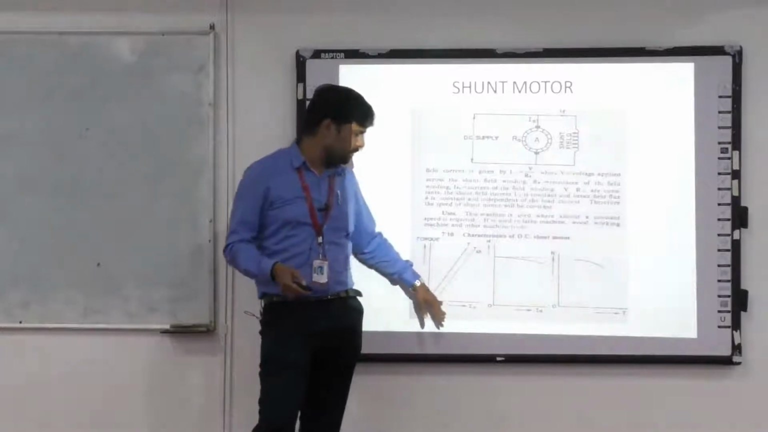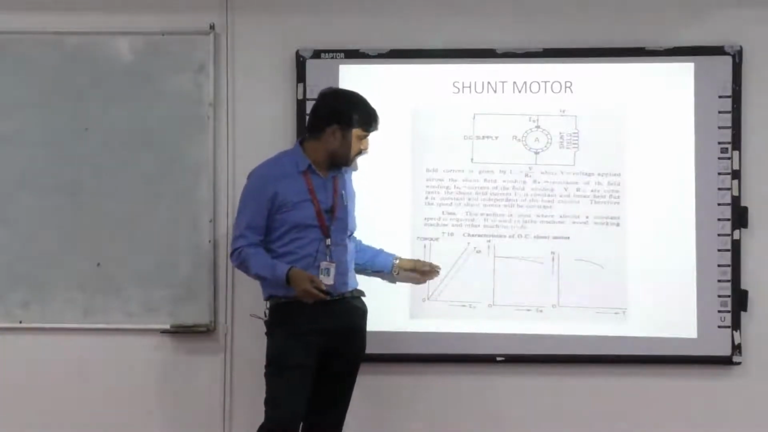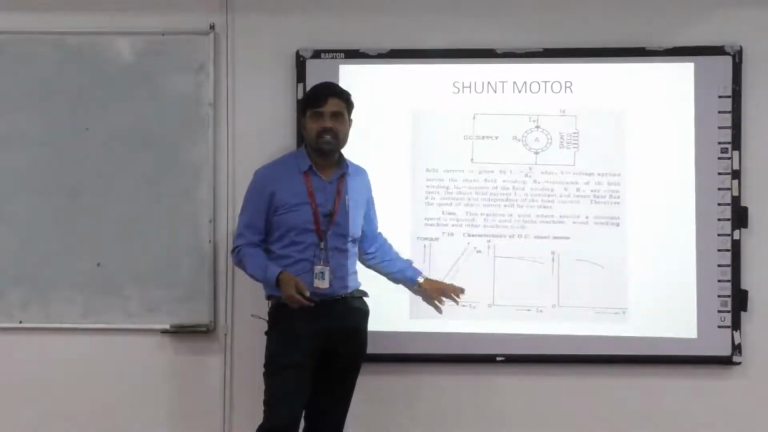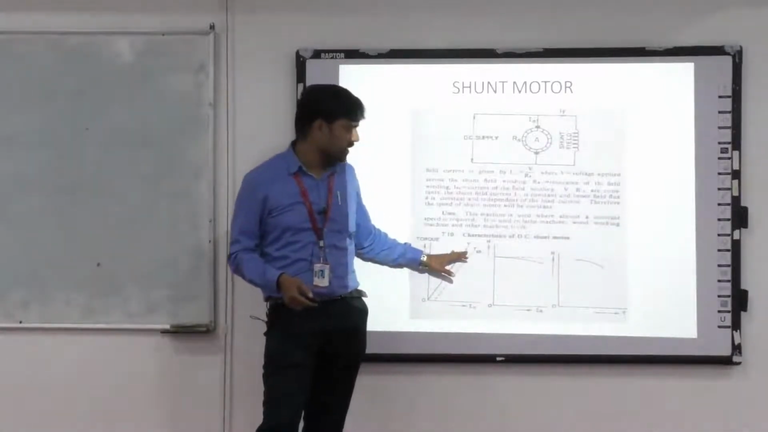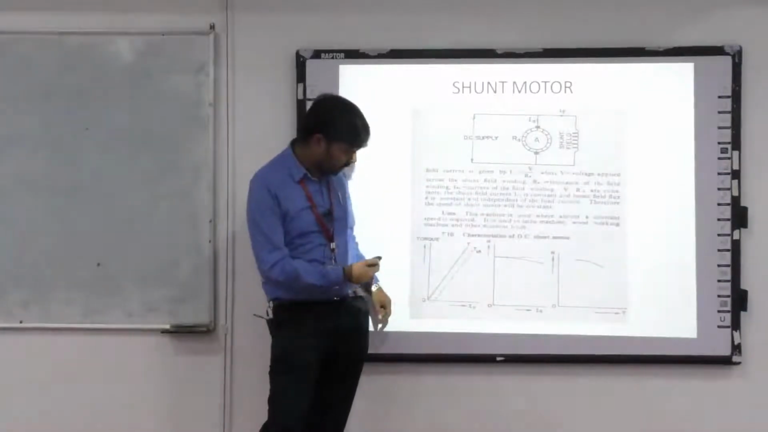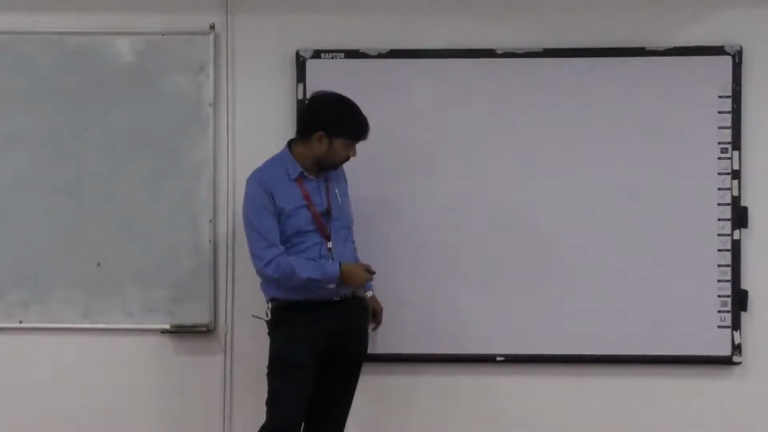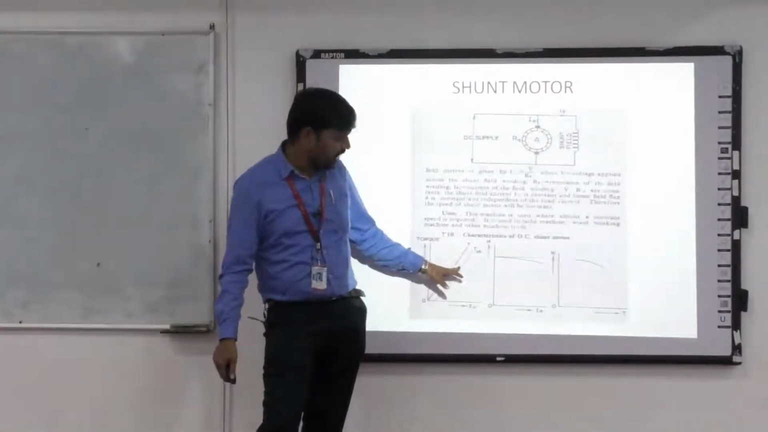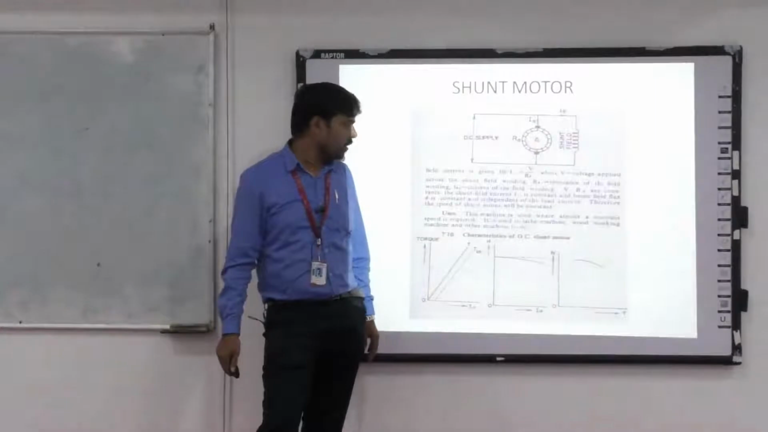φ into Ia means that when the armature current increases and the flux is constant, torque is proportional to Ia. Ia increases, the torque also increases. This torque is the armature torque, and this torque is the shaft torque. You can see that the shaft torque is always less than the armature torque.